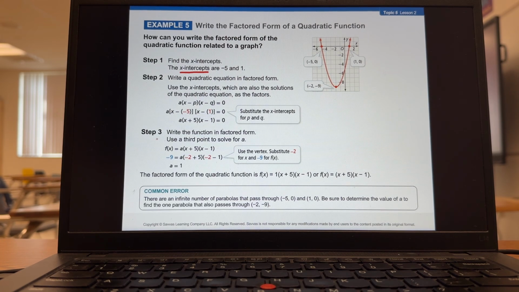So this right here, just how we have standard form, just how we had vertex form, this is now called factored form. A times x minus p. P is your 0, and x minus q. Q is your other 0, otherwise known as your x-intercepts.